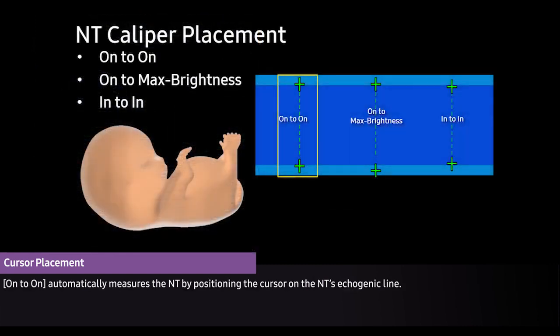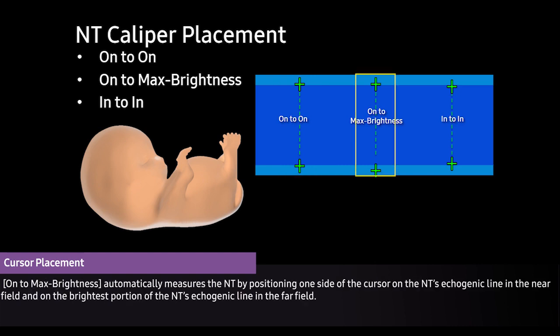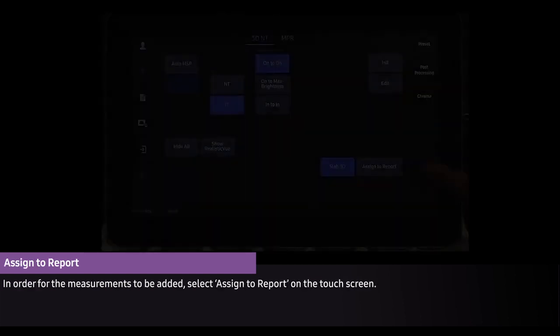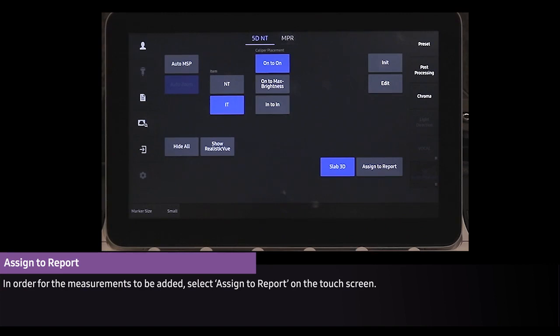On-to-on automatically measures the NT by positioning the cursor on the NT's echogenic line. On-to-max brightness automatically measures the NT by positioning one side of the cursor on the NT's echogenic line in the near field and on the brightest portion of the NT's echogenic line in the far field. In-to-in automatically measures the NT by positioning the cursor on the inside edges of NT's echogenic line. In order for the measurements to be added, select Assign to Report on the touchscreen.